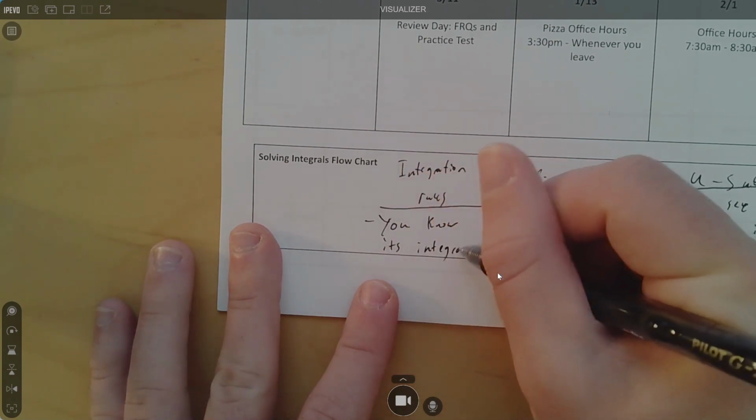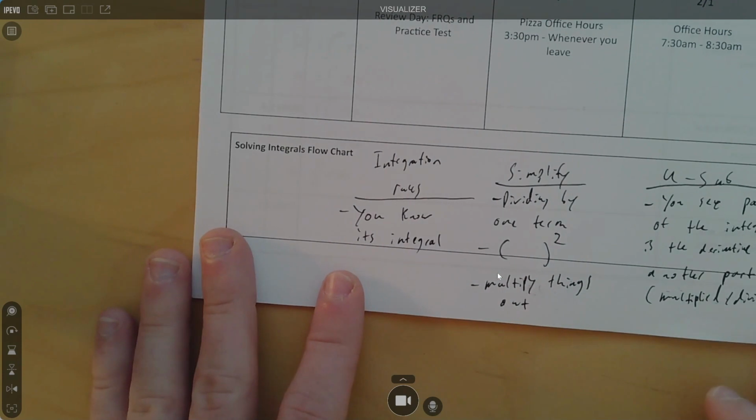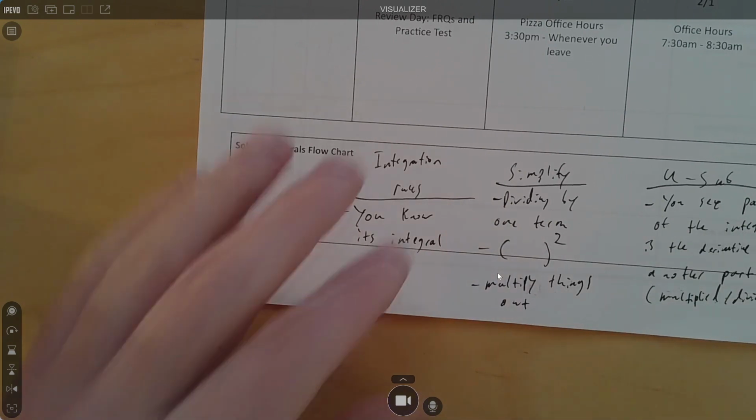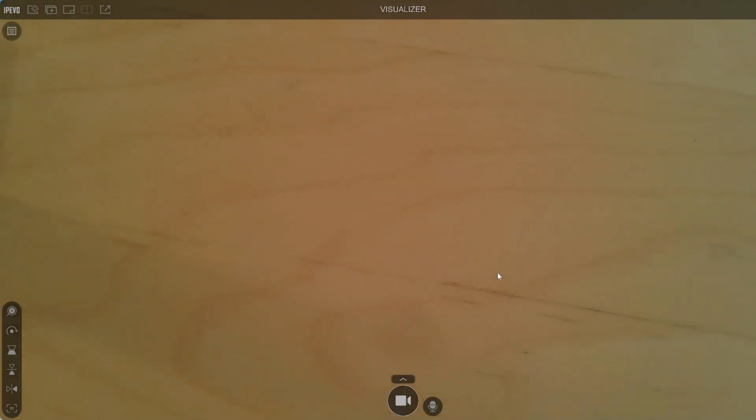Okay. So these are the three kinds of integrals that you're going to have. Integration rules, just like you know it. Simplify, meaning you have to divide or multiply. And then a u sub, meaning you see part of the derivative being multiplied or divided there. And so we'll do some problems like that in a bit.